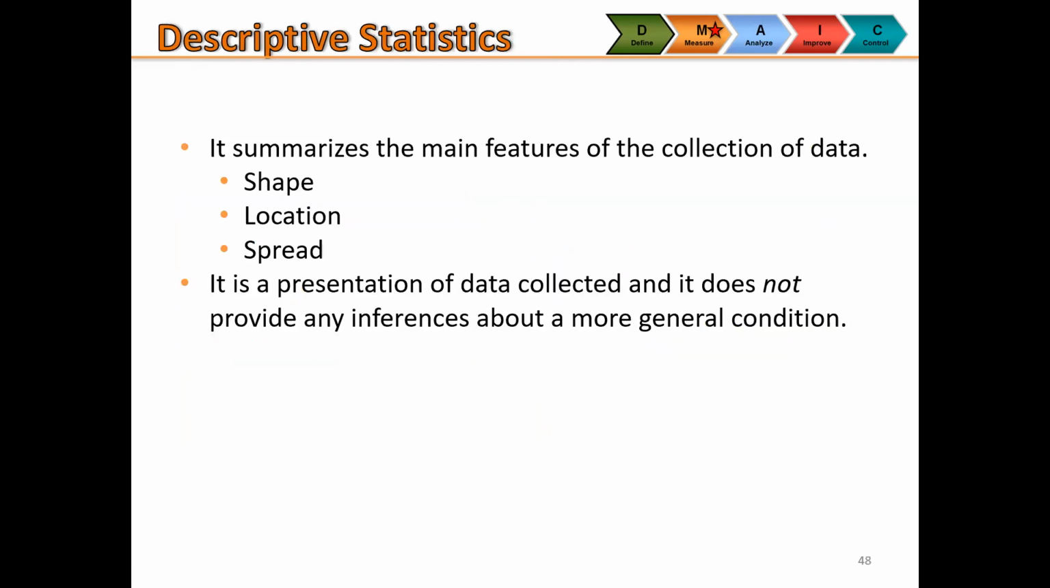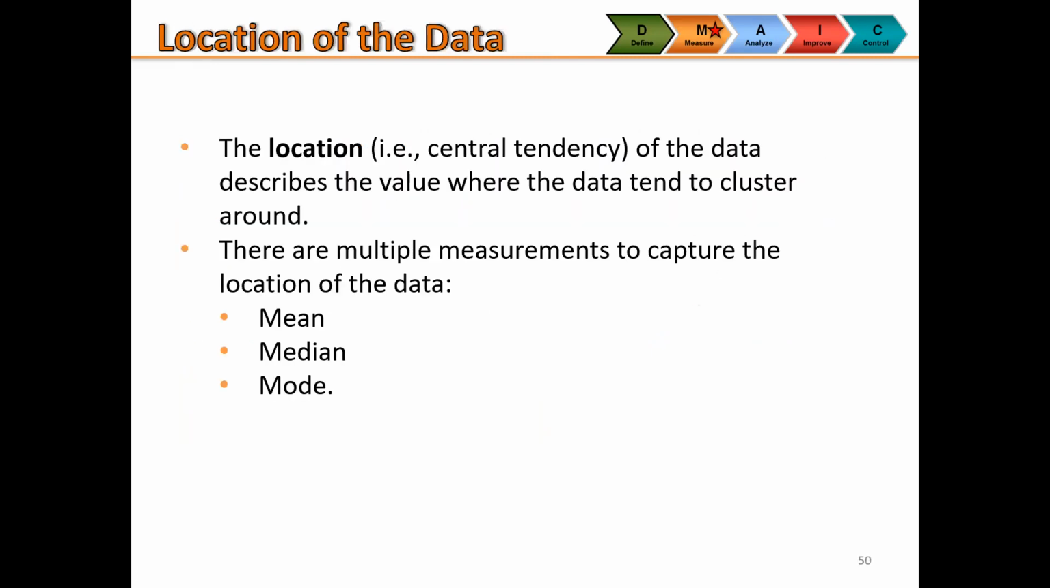And descriptive statistics summarize shape, location, and spread, right? But it doesn't provide inferences about a more general condition. So let's talk about location. It describes the value where the data tend to cluster around. Those are the mean, the average; the median, which is the midpoint; and the mode, which is the one that happens most often. Those are all location, central tendency.